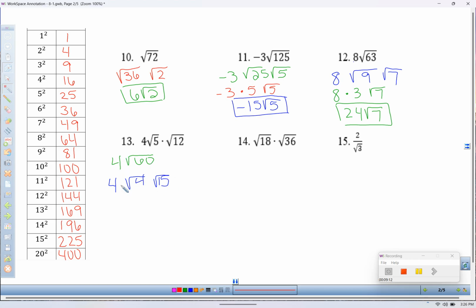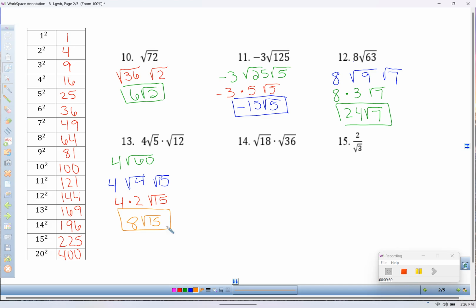So now I can simplify this a little bit more. The square root of 4 is 2. And I cannot square root 15, nor can I simplify it anymore. I can simplify 4 times 2, though, and it is 8. And I just bring this down, and this is my final answer.